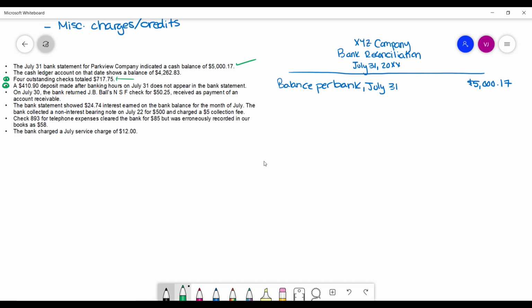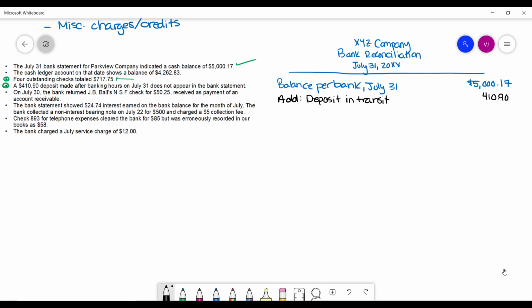So first, let's add the deposit in transit. So looks like there's one here, deposit in transit. That's something that we've recorded on our end on the books, but the bank doesn't know yet because that deposit was made after hours. So we would add that $410.90 to the bank's balance according to the bank statement.